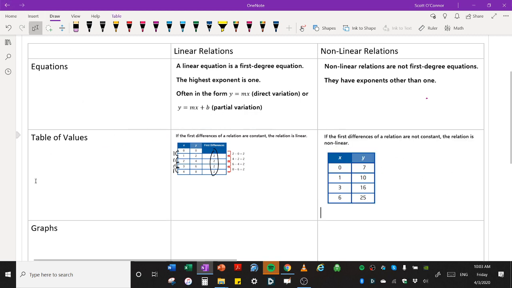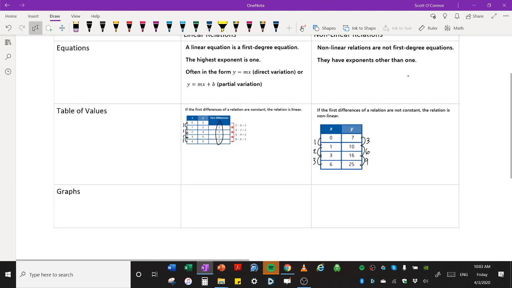In a nonlinear relation, if we're looking at a table of values, the first differences are not going to be the same. So if we look at the first differences on this side, it's 1, 2, and 3. Here it's 3, 6, and 9. And you can see the first differences are not the same. They're not constant. Therefore, this relation is nonlinear.